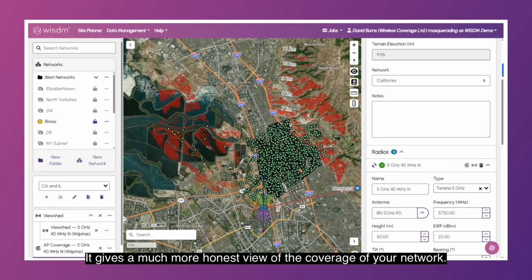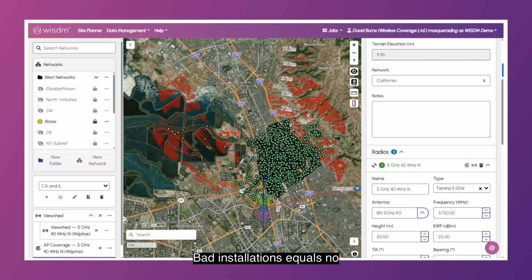It gives a much more honest view of the coverage of your network, and it prevents installers from doing bad installations. Bad installations equals no upgrade capability and poor quality. Poor quality means poor customer retention.